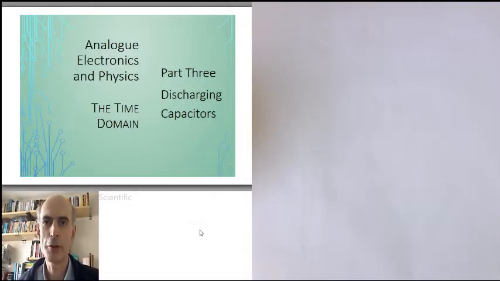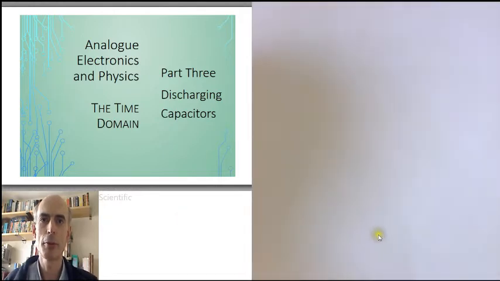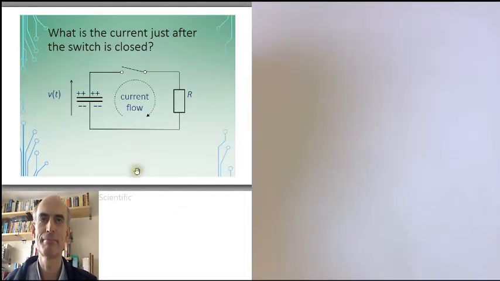Hello and welcome to part 3 of time constants, this time looking at the very important derivation of the discharge of a capacitor through a resistor. This is the problem that we're trying to solve. What happens when the switch is closed and the charge on this capacitor is allowed to flow out through this resistor?